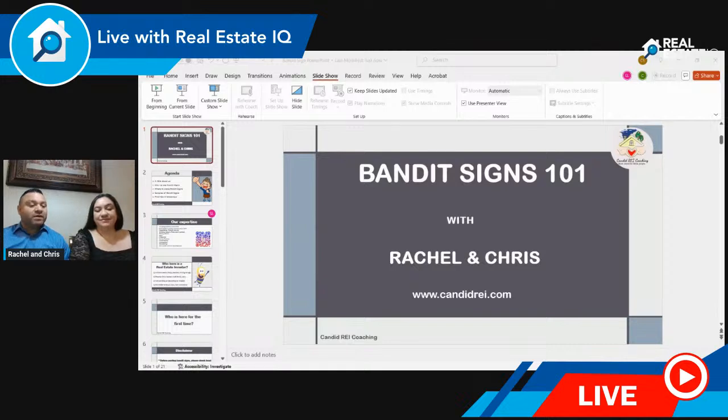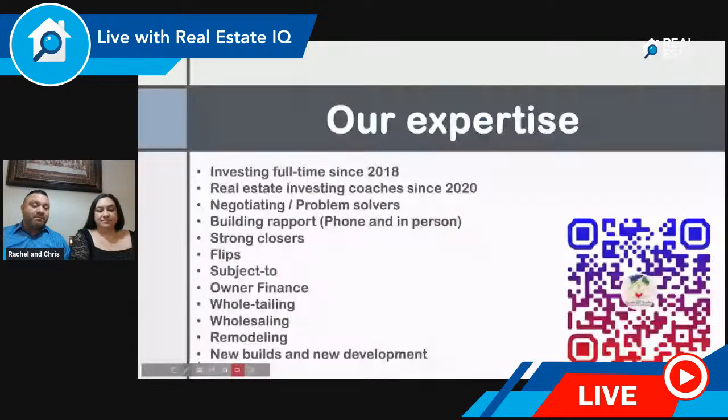And with that, once we are able to acquire the properties, then of course, depending on the exit strategy, we are very comfortable with flips, subject twos, owner financing, hoteling and wholesaling, remodeling from small to large jobs, new builds, and new developments. And so you'll see here on the lower right-hand side our QR code that is directly to the website. So please scan that and we'll move forward in just a few seconds.